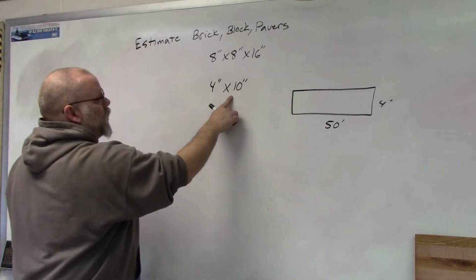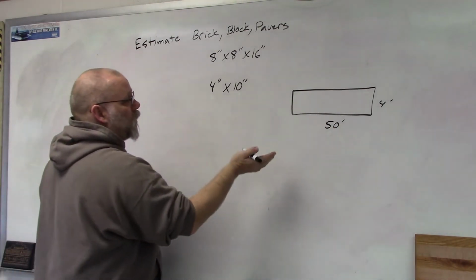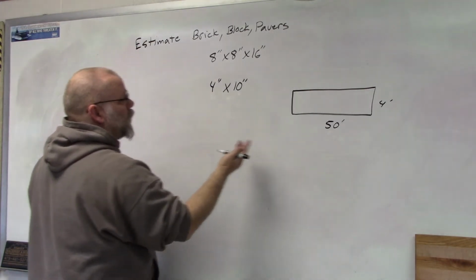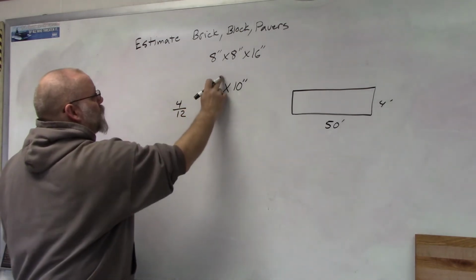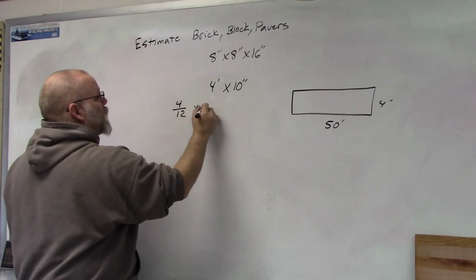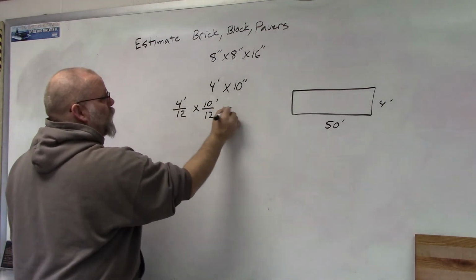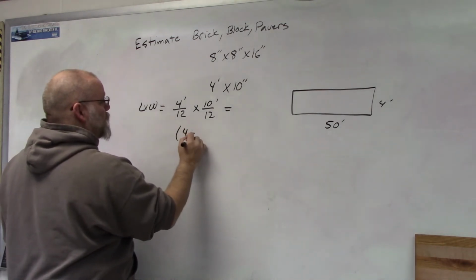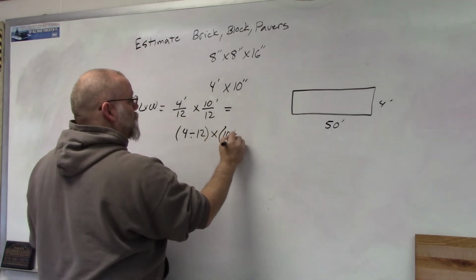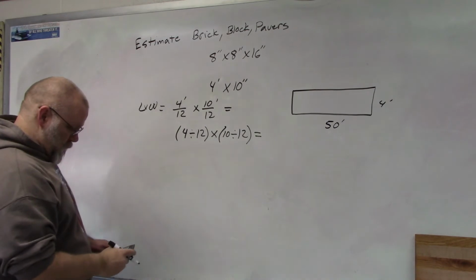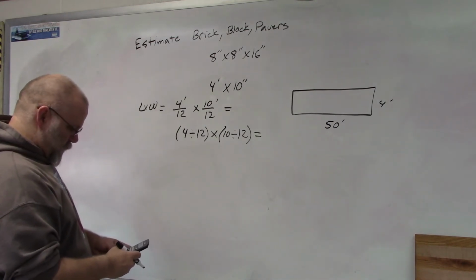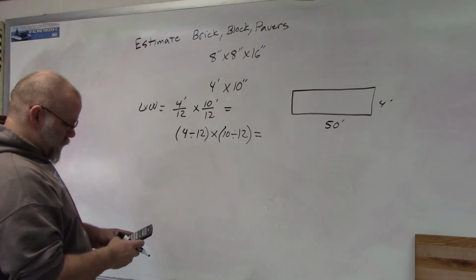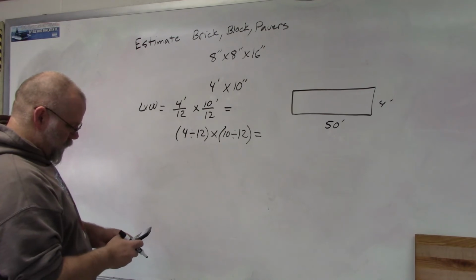Okay, so now we're going to use pavers. It's the same method. You have to find the area of this and the area of that. Now, in the previous one, I got 128 and I divided by 144 to turn it into feet. Well, I can turn it into feet before I get there. So I would take 4 over 12 times 10 over 12. So those would be in feet. Again, we use the same formula, length times width. In my calculator, I would type parentheses 4 divided by 12, times parentheses 10 divided by 12, and hit equals.